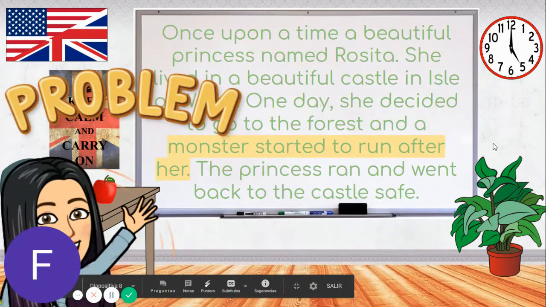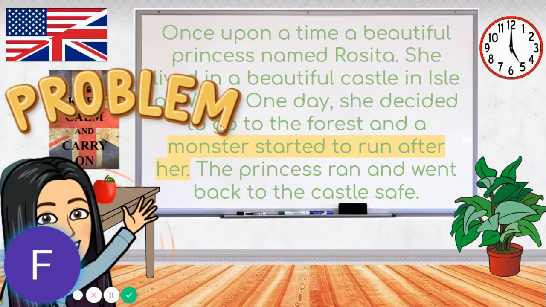Okay? We have a problem also. What is the problem here? A monster started to run after her. That was the problem of the princess named Rosita, right? So this is another characteristic of fiction.